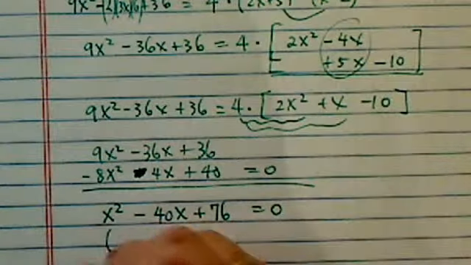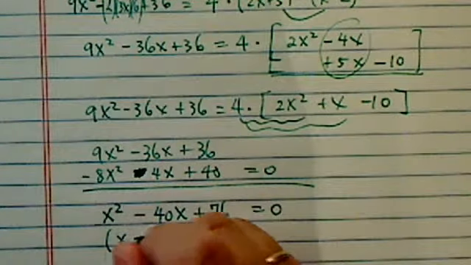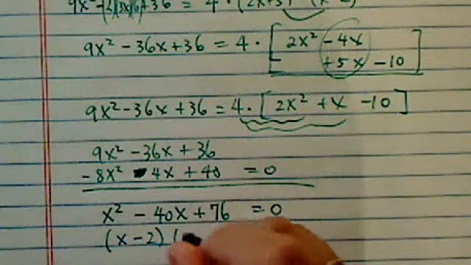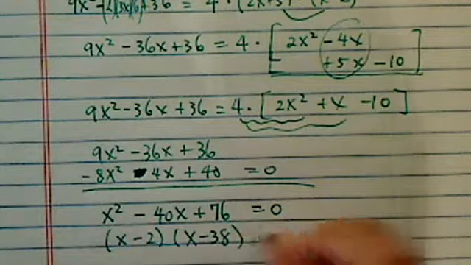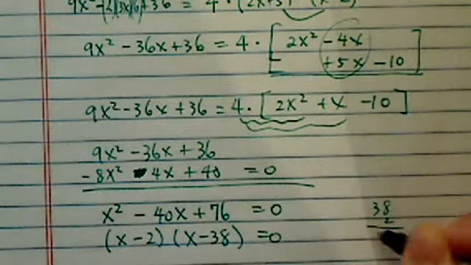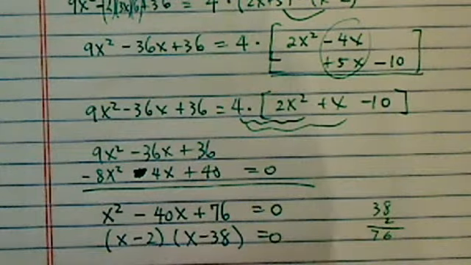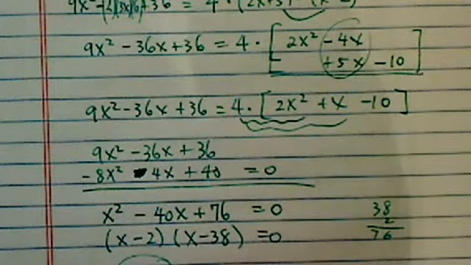Okay. Now I did this factoring earlier, so I know the answer is actually 2 and 38. Okay, equal to 0. 38 times 2 is 76. Okay, when you add them together, it's 40. So from here, x equals 2 and x equals 38.